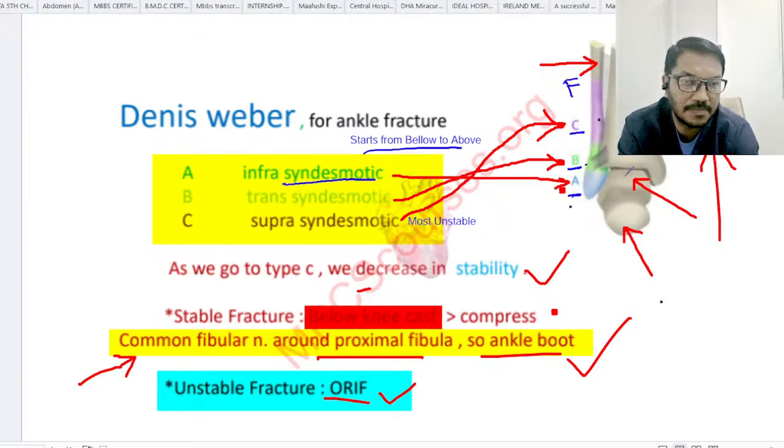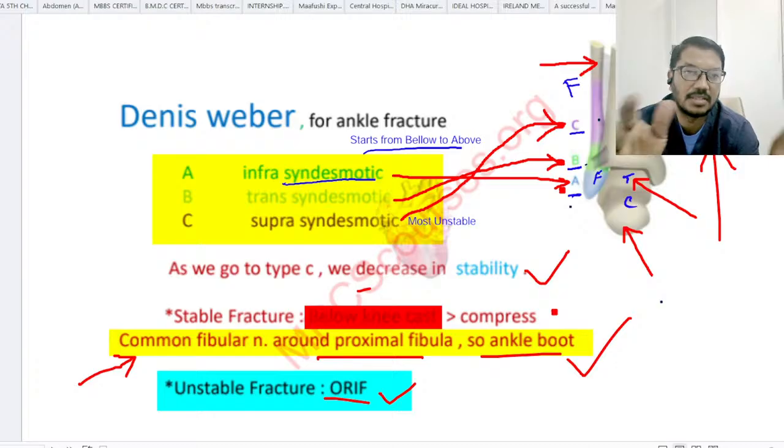This is talar. This is calcaneal. We will get the talocalcaneal joint, talofibular joint, and so on.